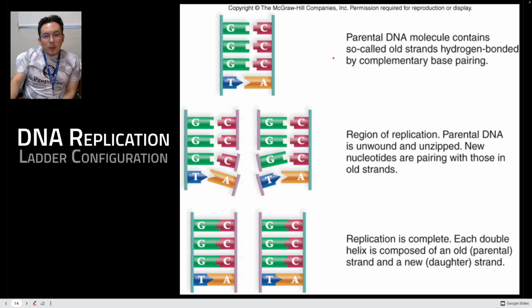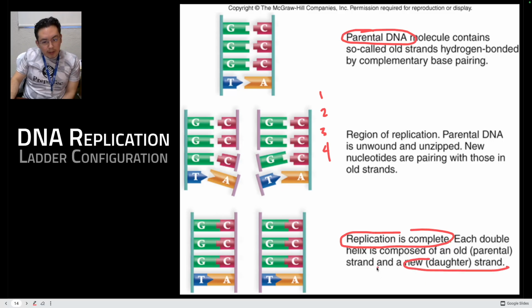So overall, this process begins with a parental DNA molecule that will go through steps number 1, 2, 3, 4 to complete the replication process. And now we have the two new strands, right? So just like mitosis, we have one and create two molecules.